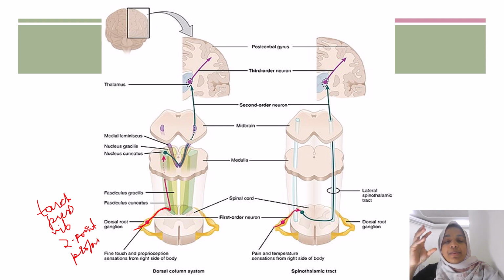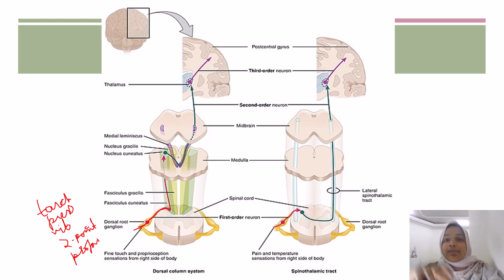As it ascends, the leg fibers are more medial, and as you ascend, the fibers are added laterally. So the leg fibers are most medial, and then you have sacral, lumbar, thoracic, and cervical, which is most lateral. That is as far as the spinal cord level is concerned. That will be the scenario if you take a spinal cord transection.